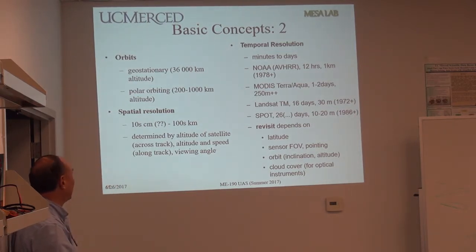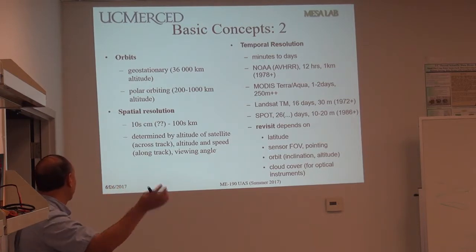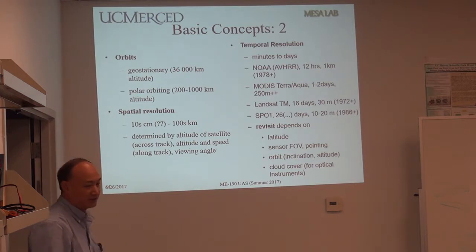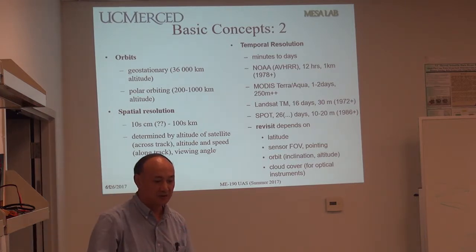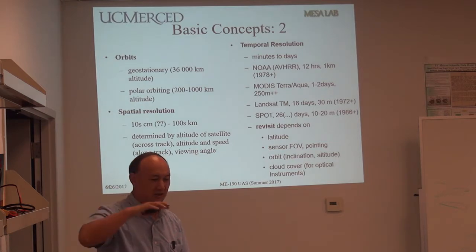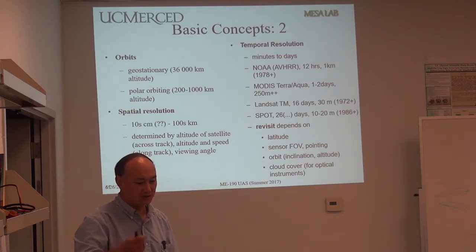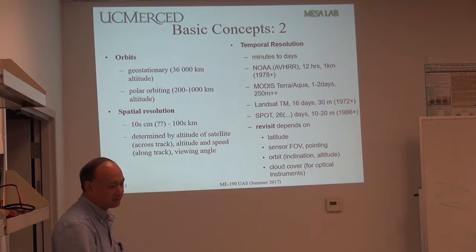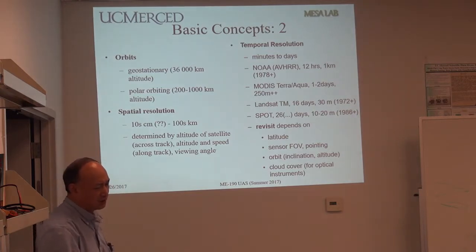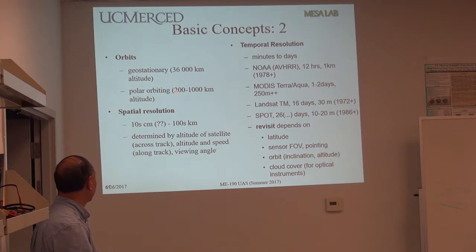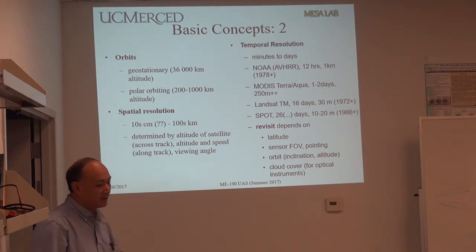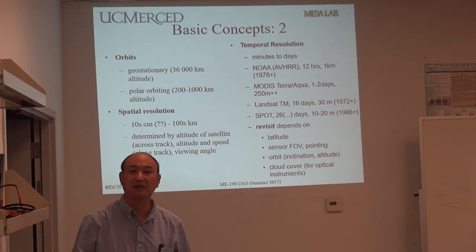First is regarding orbits. You have satellites in geostationary orbit at this 36,000 kilometers altitude, and this is called geostationary, they stay there. Another one is called polar orbiting, at a lower altitude, 200 to 1,000 kilometers altitude. So this is orbiting.